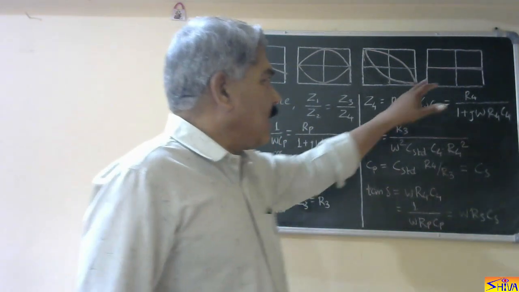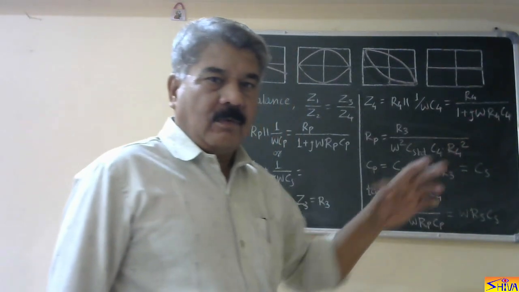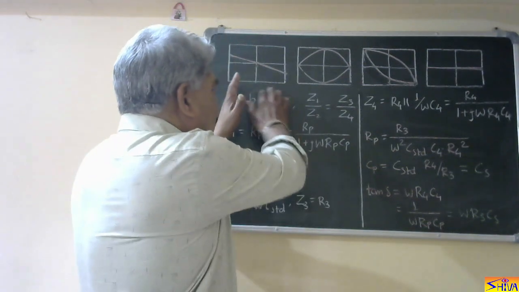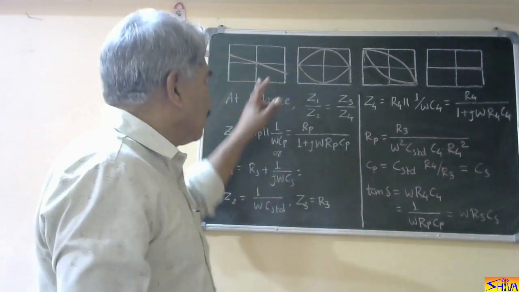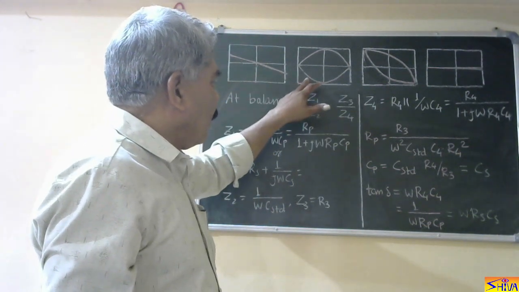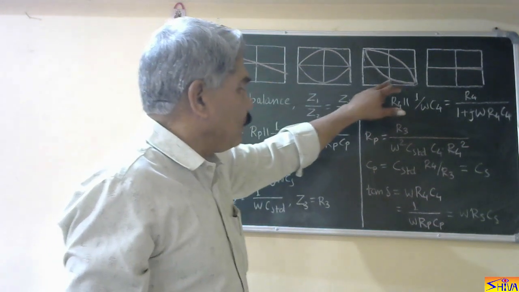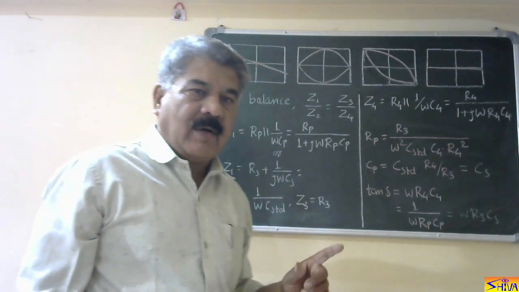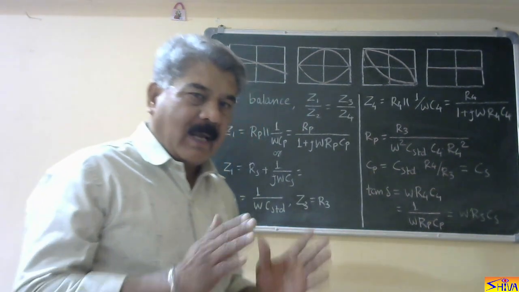So if we are directly getting this straight line, we need not adjust the value of R3 and C4. So in all these three cases, we have to adjust R3, C4, or R3 plus C4 till we get this straight line. And when we get a straight line, we note down the value of R3 and C4. So that is the balance condition.